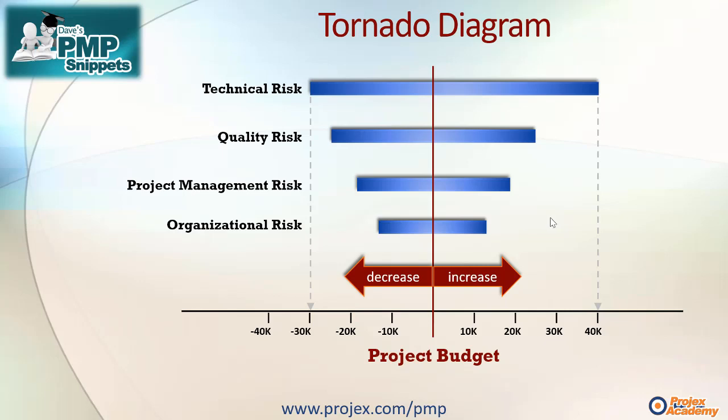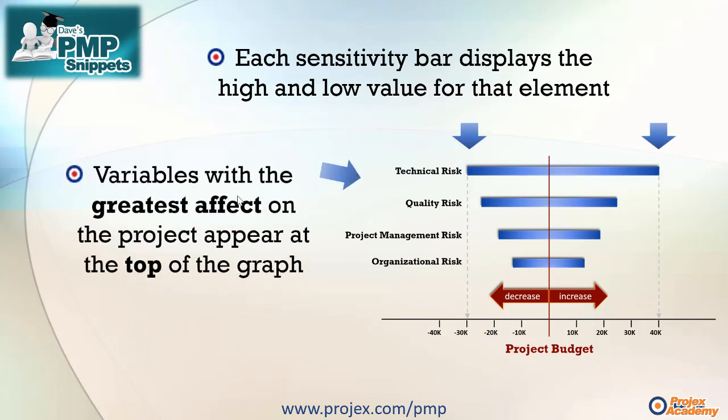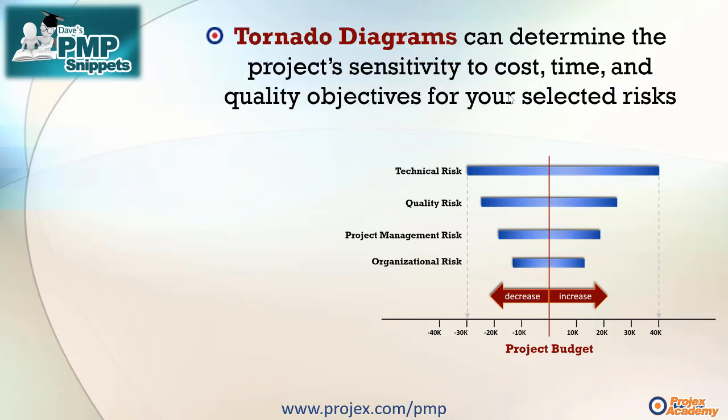So what do these bars mean? Well, each sensitivity bar displays the high and low value for that element. That's between here, and by high and low in this case, we're looking at costs. Like so. Now, variables with the greatest effect on the project appear at the top of the graph, and hence the sensitivity bars will be longest at the top, sorted and arranged so that the bars at the bottom are the shortest in range. Now, tornado diagrams can determine the project sensitivity to cost, as I've displayed here, or it could be time, or it could be quality objectives for your selected risks.